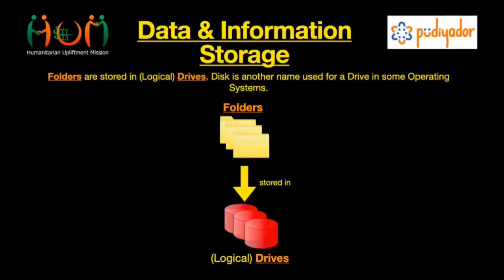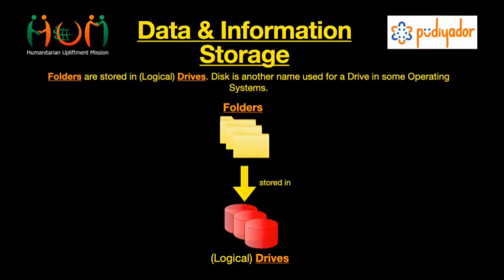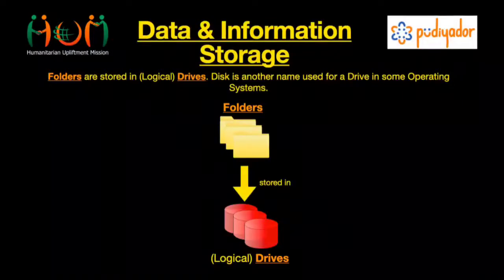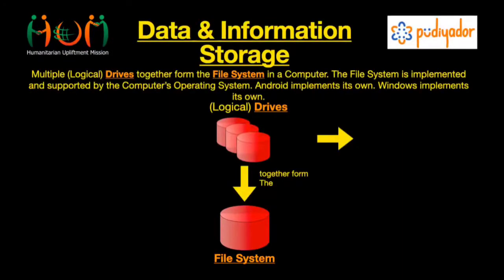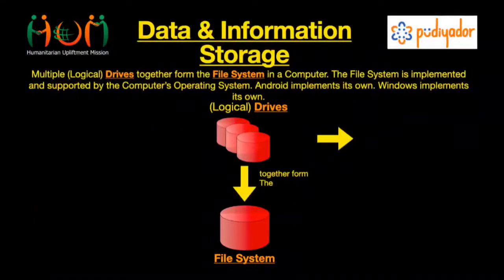All of these things will have names. Folders will have names. Logical drives will have names, which is why you may not be able to see them, but you will see the names. The moment you see the names, you will know if it's a logical drive, a folder, or a file. Now, multiple logical drives together form a file system. It is a filing system or a file system. We call it a file system in computer science, computer applications, or in operating systems.